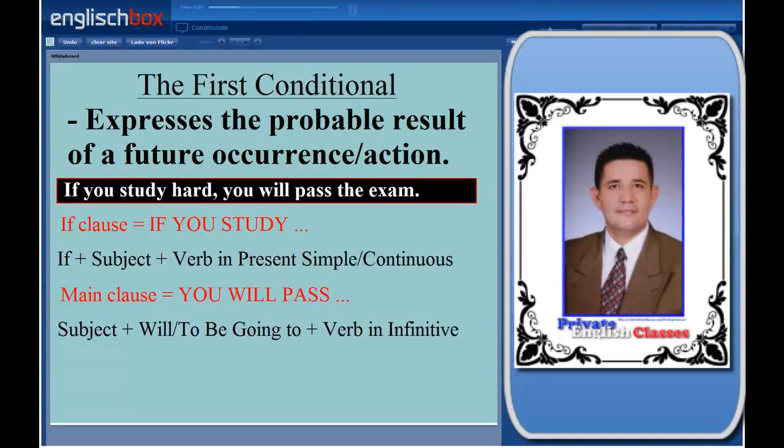So the first conditional is used to express the probable or likely result of a future action. So let's look at the example again. If you study hard, you will pass the exam. This means that if you work, if you look in your books and you study and learn every night in the week before the exam, then you will pass the exam. It's a probable occurrence. You're an intelligent person, you've always done well in exams, and as long as you study, you will pass. You are going to pass the exam.